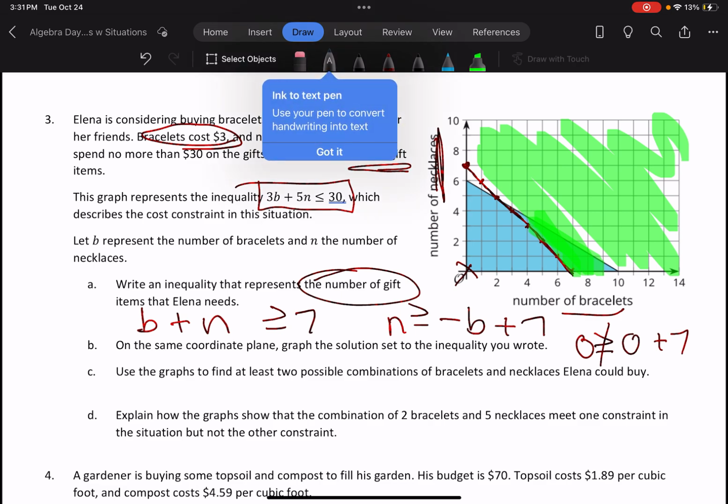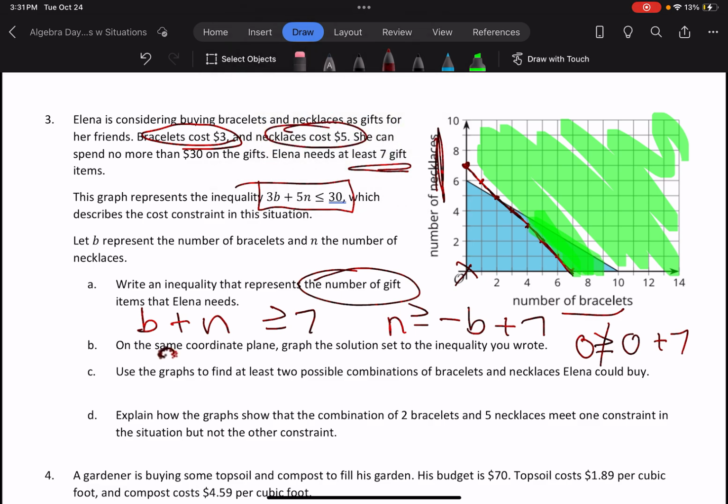So we can say, C graph here. And then it says use the graphs to find at least 2 possible combinations of bracelets and necklaces. So one I see here is 8, 1. That would work.